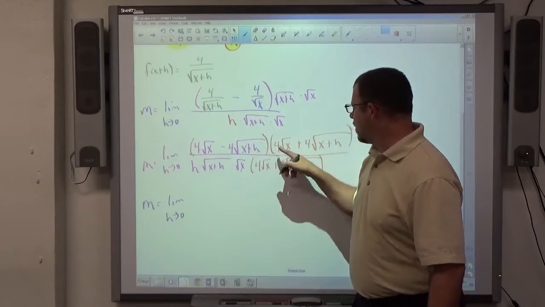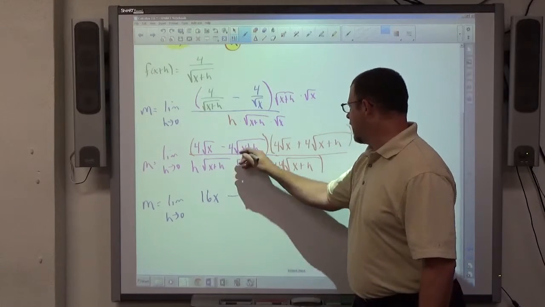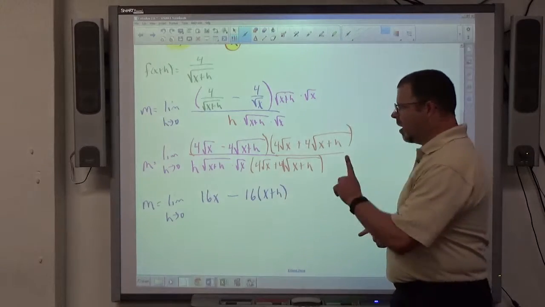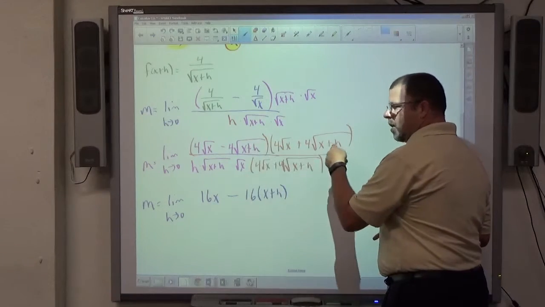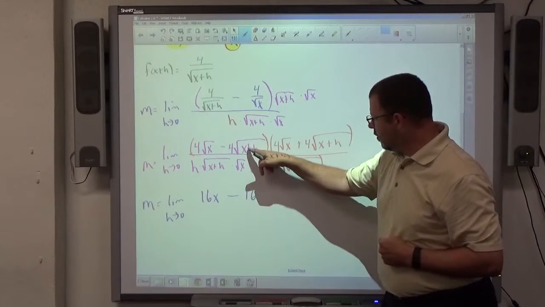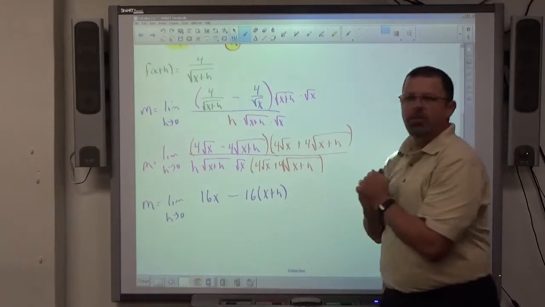So I just square the first object, that's going to be 16x. Minus, and I square the second object, it's going to be 16 times x plus h. Now be careful, this is quite often a binomial or more than that underneath the radical. So make sure that when you get square root of x plus h times the square root of x plus h makes x plus h, that x plus h is in parentheses.